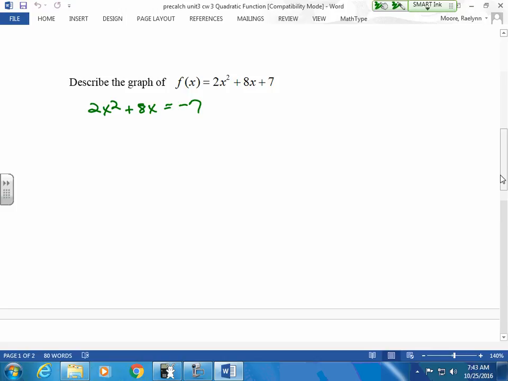Now, I need to find half of this, but this is not 1. I have to make this be 1. So what can I factor out of a 2 to make it be 1? 2. Just this side. I have to factor out of here all my x's. And I'm going to leave a little space to complete my square. And again, if I add to this side, I have to add to this side.